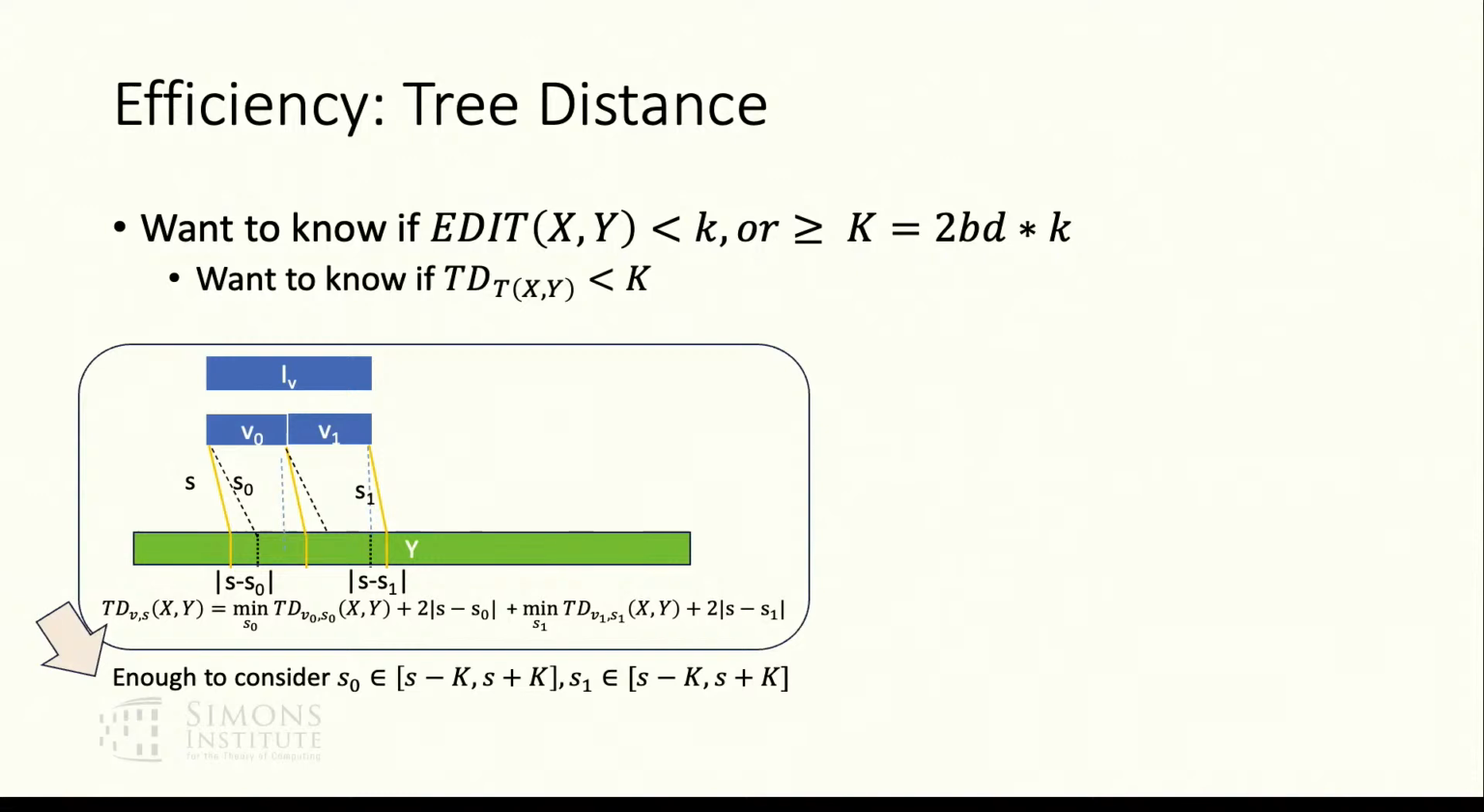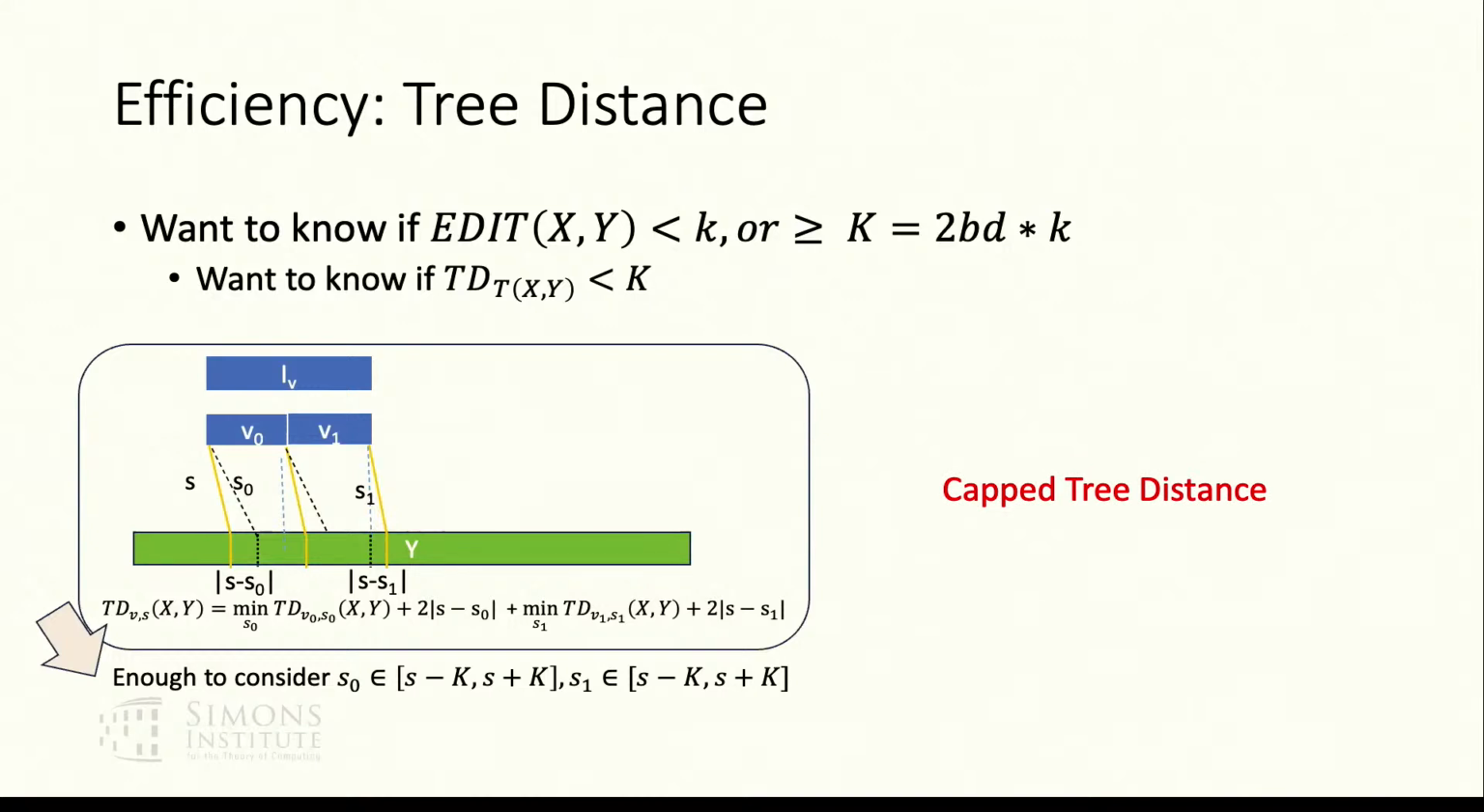Okay? So previously I was saying, look at the children, consider all possible shapes. But actually, we do not need to consider all possible shapes. It's okay to consider the shapes plus minus k around s. Because if you consider anything more than that, you will be paying more than k here, which means your tree distance will be greater than capital K. So anyway, it's a no. So that means I can cap my shifts at plus minus k around s. Okay, so this is called capped tree distance.